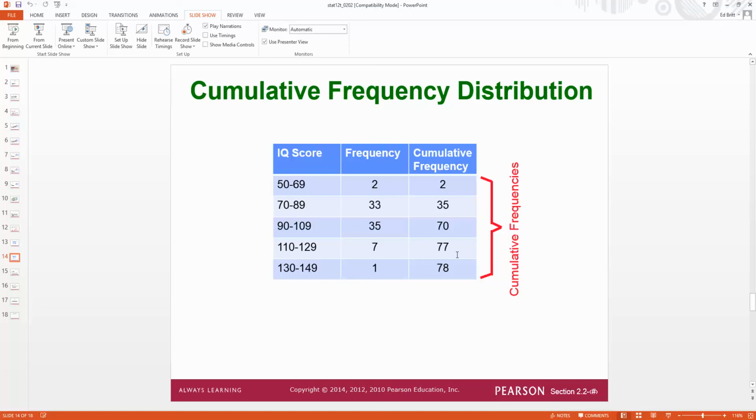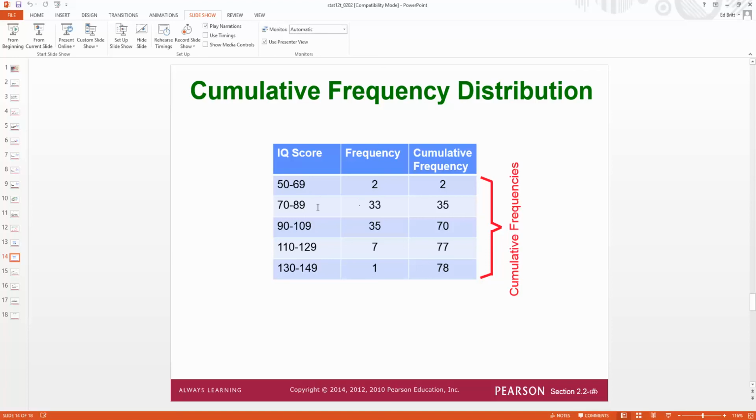Cumulative frequency means that we have 2 in this class. With this next class, it would be 2 plus 33, which gives us 35. 35 plus 35 gives us 70. 70 plus 7 gives us 77. So it's getting larger and larger because you're adding up each frequency as you go down.